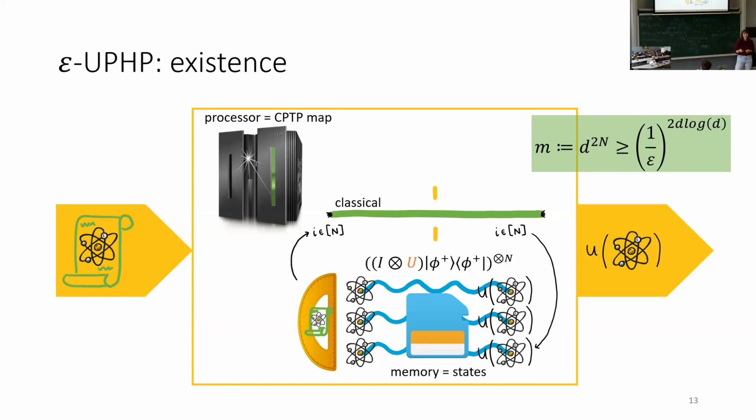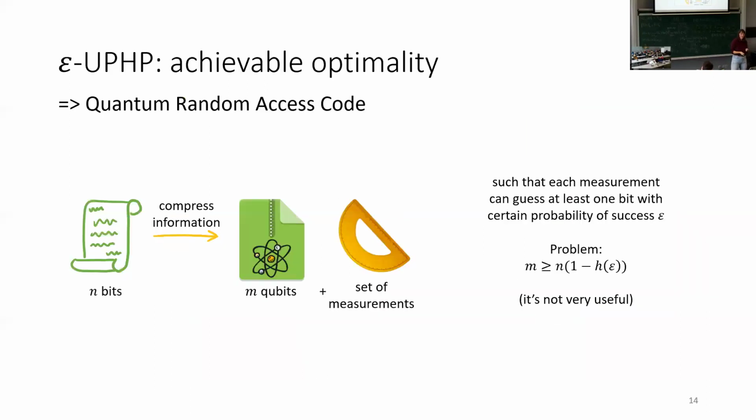Okay, so for an impossibility result, we do this by relating the universal hybrid processor to quantum random access codes. For a quantum random access code, we have n bits and we are trying to compress classical information into qubits. Then we give a set of measurements such that for each measurement, you can retrieve at least one original bit with a certain probability of success. It's something like that.